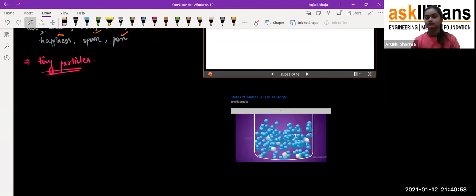You will also see that the particles continuously move. A drop of ink slowly spreads.